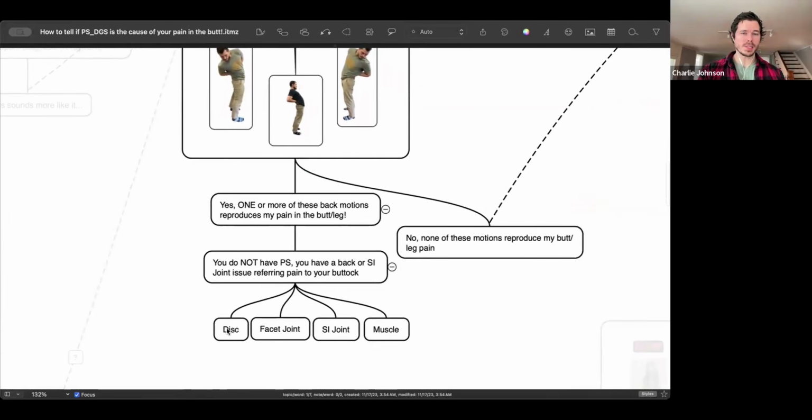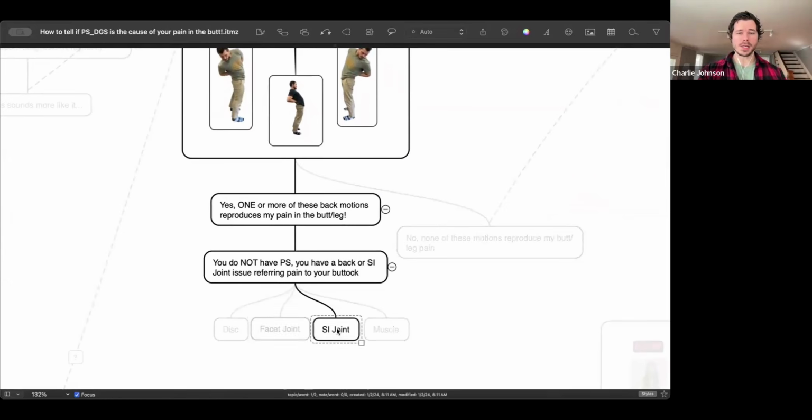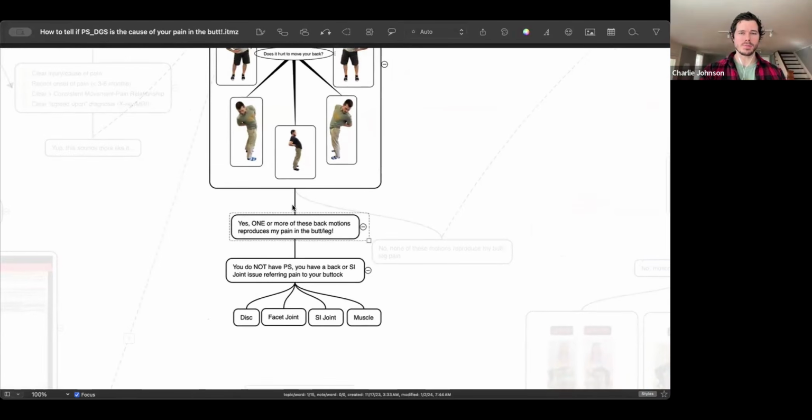All right. And again, it could be a disc problem, a facet joint problem, an SI joint problem, but potentially a muscular problem or some other tissue in the back. Point being, we can help with that, right? And we probably don't even need to get this minute as far as the diagnostics, but at the end of the day, it is a back issue.